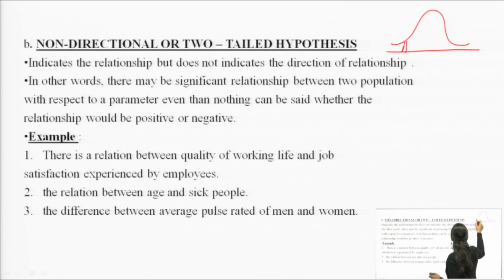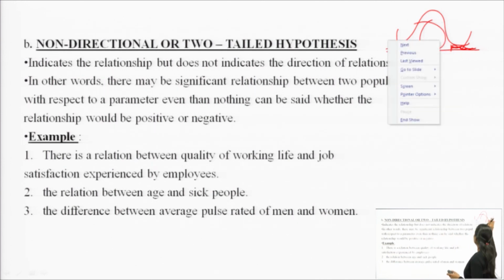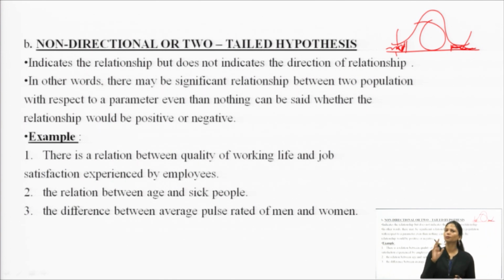In the same manner, if we just draw, this part is accepted or rejected, and this part is also accepted or rejected, and this part also in the same manner. If we are accepting this part, we will reject this part. If we are accepting this part, we will reject this part. So, it depends upon what study you are doing, but yes, two-tailed or non-directional means which direction we are supposed to follow, we do not know.